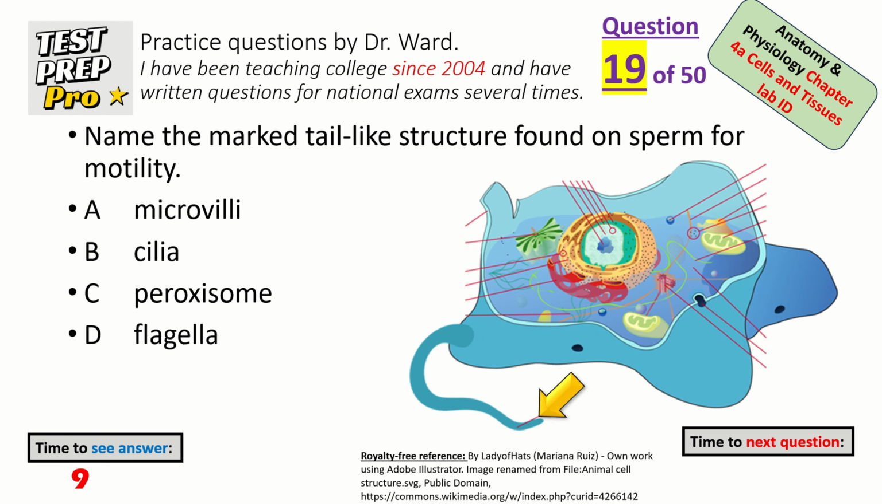Name the marked tail-like structure found on sperm for motility. Flagella.